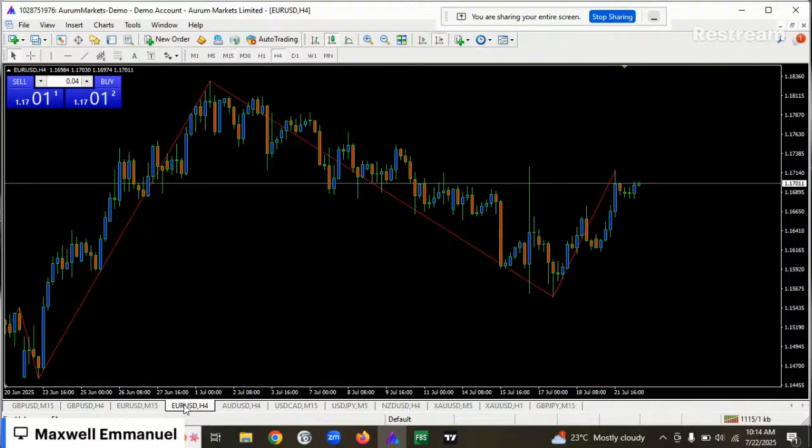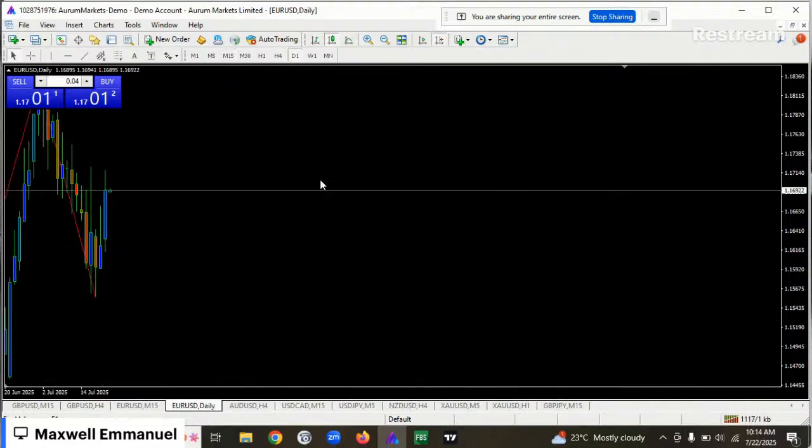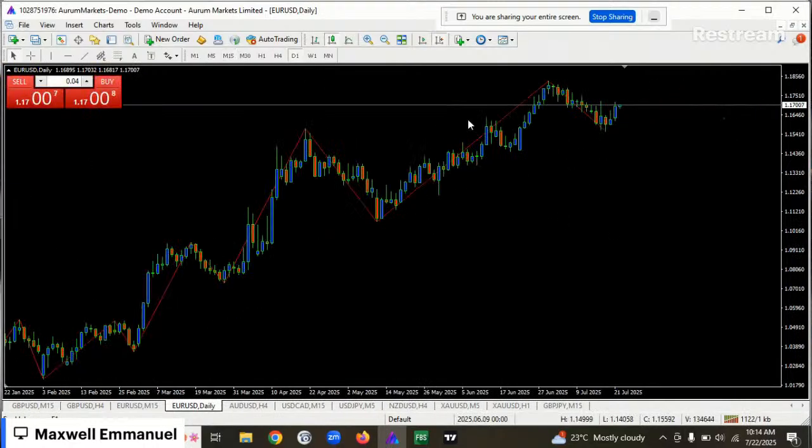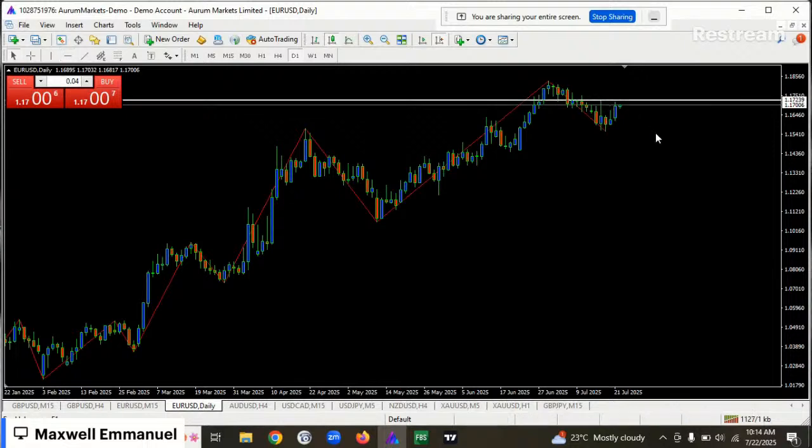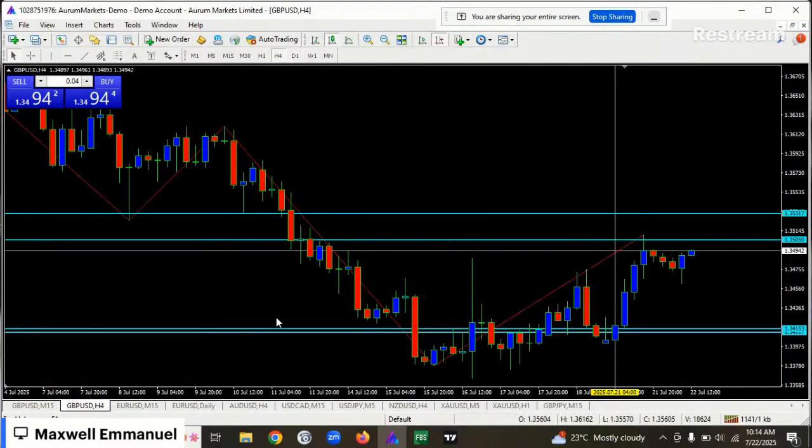Let's start with the daily time frame. Yesterday's candle also, but I would have loved to see Euro USD sweep the liquidity residing at this previous high. I believe the buy we saw yesterday in the market was to come sweep the liquidity, but Euro USD didn't sweep it. That is why my focus is on GBP USD, because GBP USD swept the liquidity.